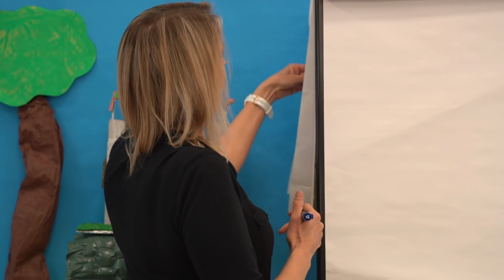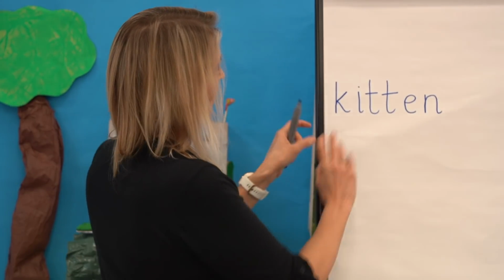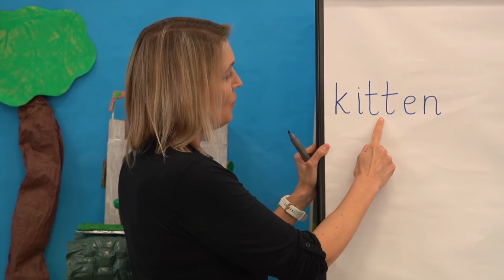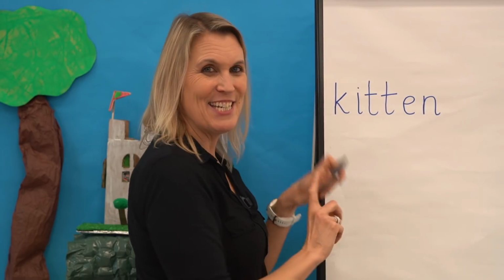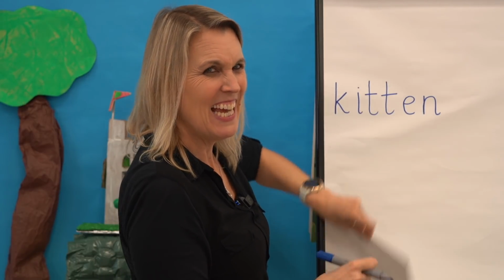Okay, let's hide the word. Now it's your turn. Say the word. Say the sounds. Write them down. Don't forget the digraph. Two letters, one sound. Keep going. You ready? Shall we check our spelling? Show me your spelling. Let's check mine. Kitten. Did you get it right? Well done.